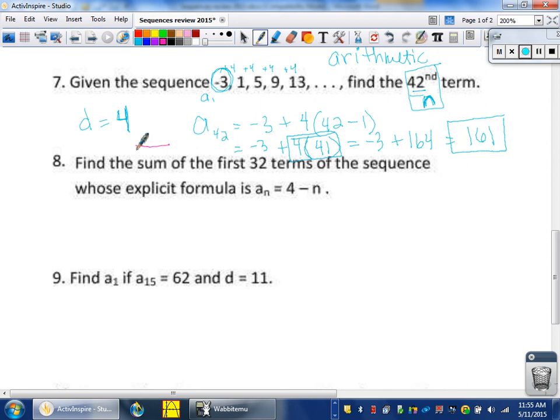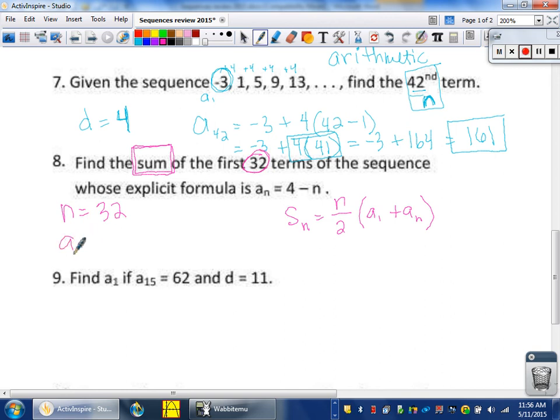Here you have the word sum. So once again, we're going to use the sum formula. The sum formula once again is the number of terms over 2 times the first term plus the last term. So, how many terms? 32 terms.